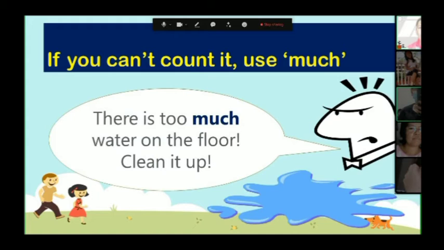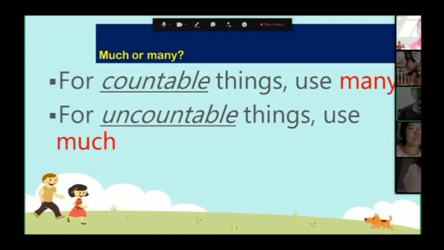Okay, next. This one, water. Everybody say water. Okay, let's read. There is too much water on the floor. Clean it up. Clean it up. Okay, next. On the floor.